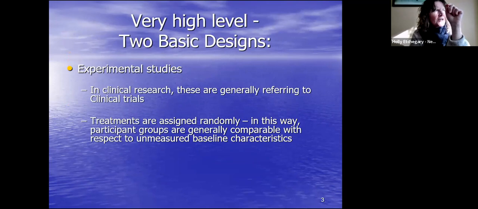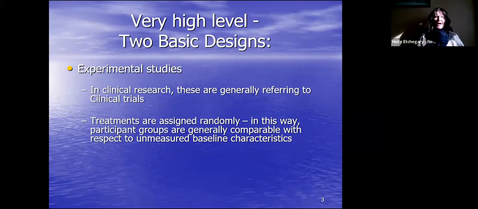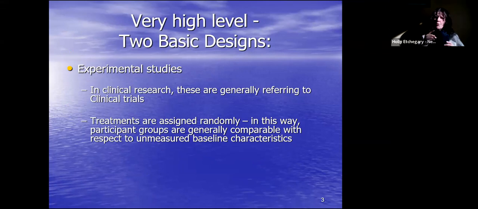So I'm going to start off here. Two very high level, two basic designs: experimental and non-experimental, really. In clinical research, when we talk about experimental studies, we're usually, not always, but usually referring to a randomized controlled trial or some sort of clinical trial. And the key feature of these, of course, is that treatments are assigned randomly. And you'll see that's really important. We'll come back to this later, but it is really important because that helps us ensure that our groups at the beginning are fairly comparable in their baseline characteristics, which matters, and you'll come to see why as we talk about that a bit more today.